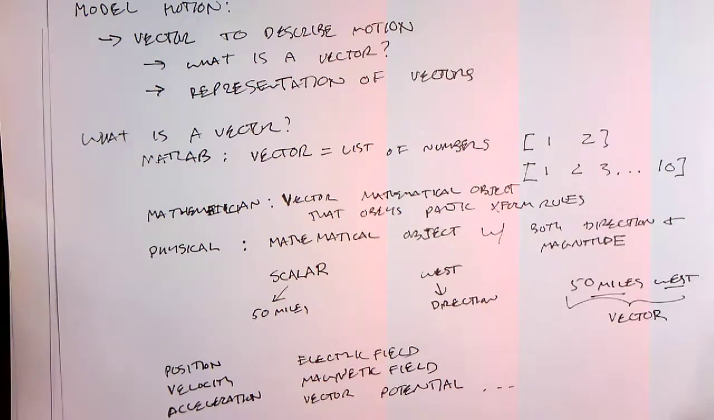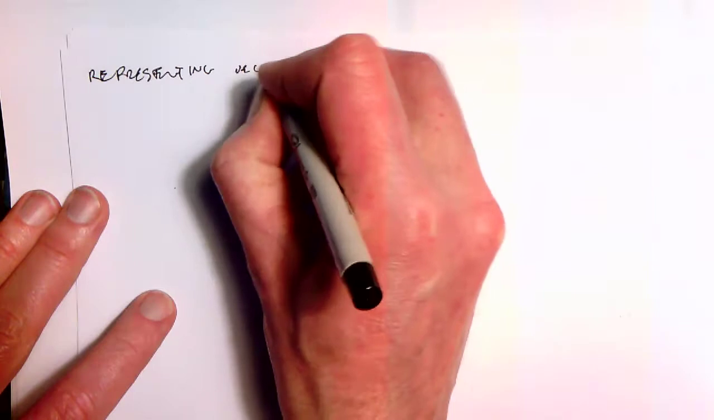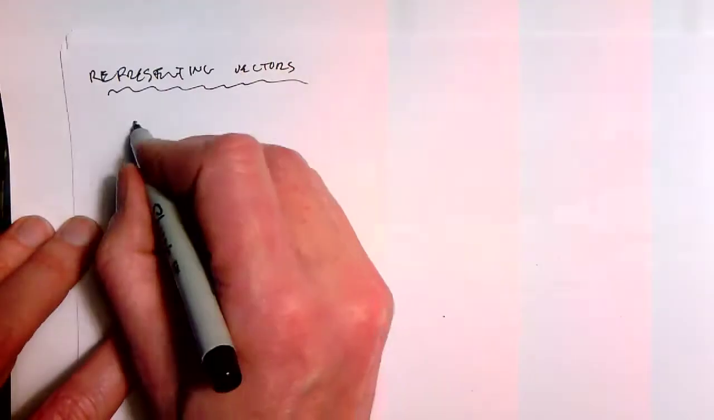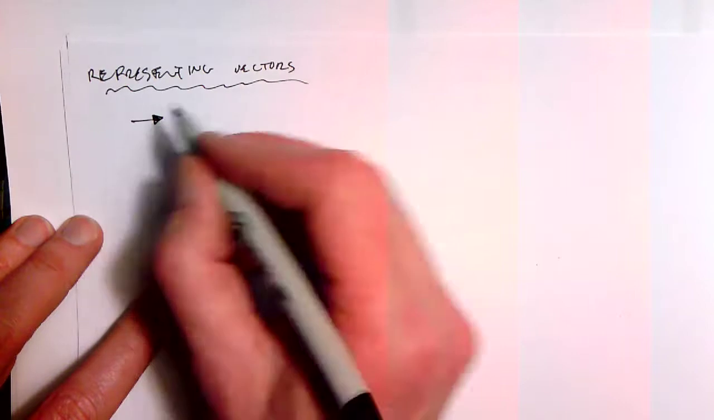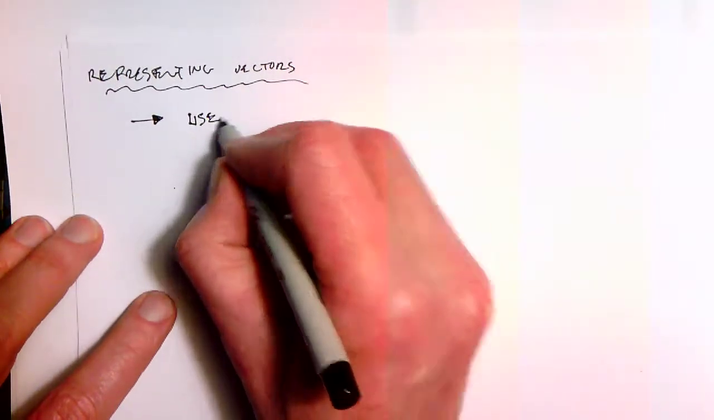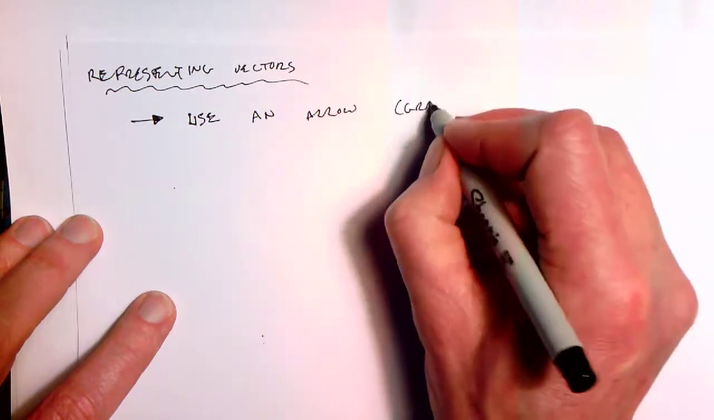Well, if a vector is something that has both a direction and a magnitude, the other question we should deal with is how do you actually represent a vector? And of course, one of the common ways to represent vectors that you've seen before is the idea that you represent a vector using an arrow. So this is sort of a graphical representation of a vector.